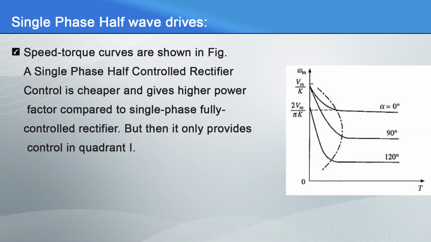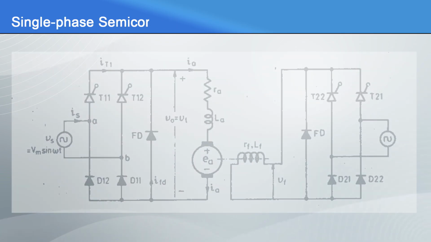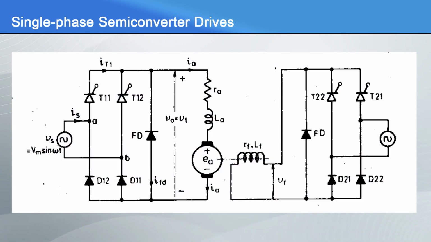Speed torque curves are shown in the figure. A single phase half controlled rectifier is cheaper and gives high power factor compared to a single phase fully controlled rectifier, but it only provides control in quadrant 1, as shown in the figure. Now, the next topic is single phase semi converter drives.